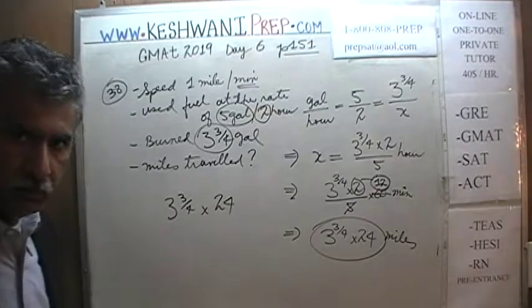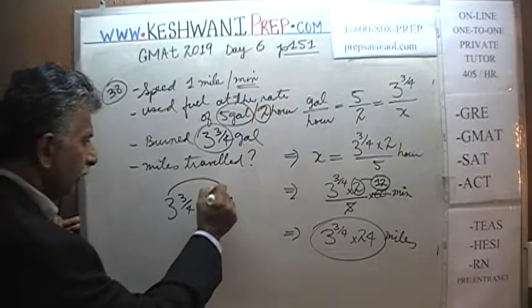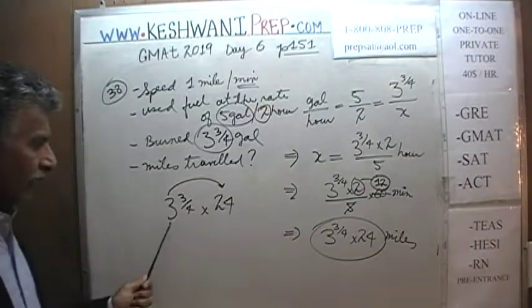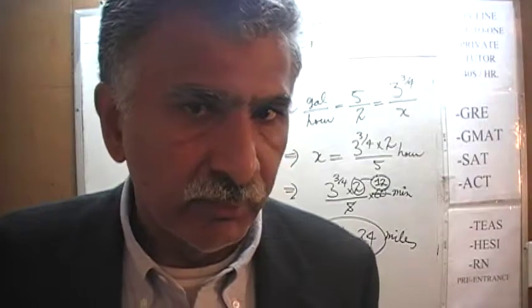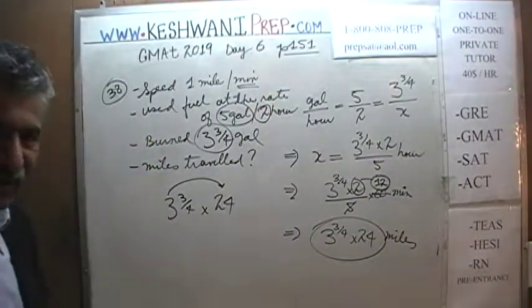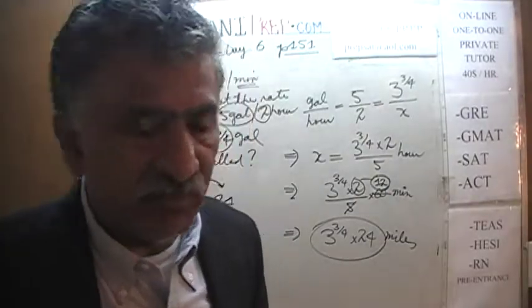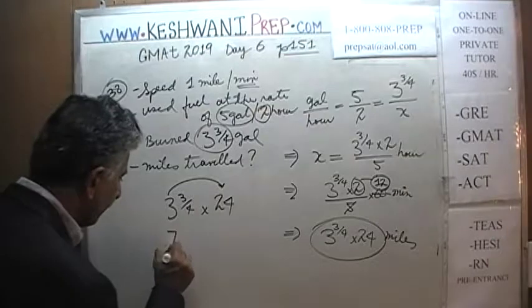Should we do it together? Let's do it together. 3 times 24. Well, I don't know what 3 times 24 is, but I do know 3 times 25 is 75. I know that 25 threes would have been 75. We don't have 25 threes, we have 24 threes. So it's going to be 72. 3 times 24 is 72.